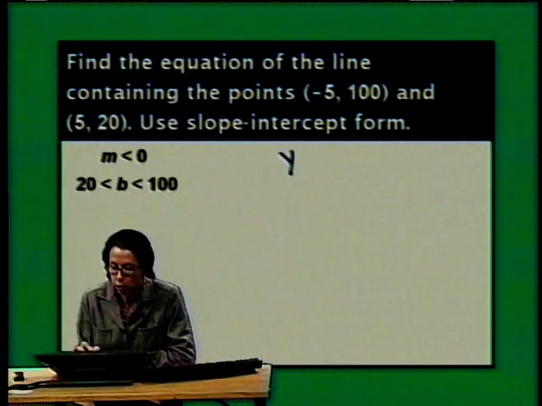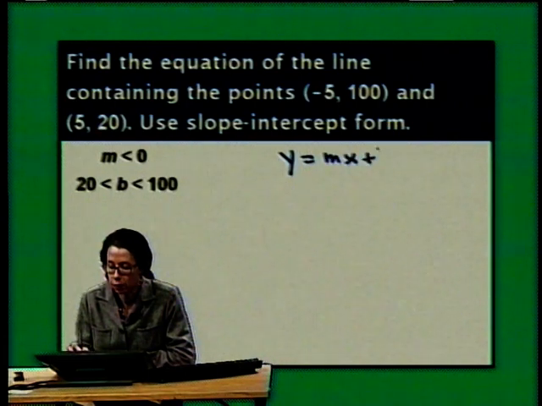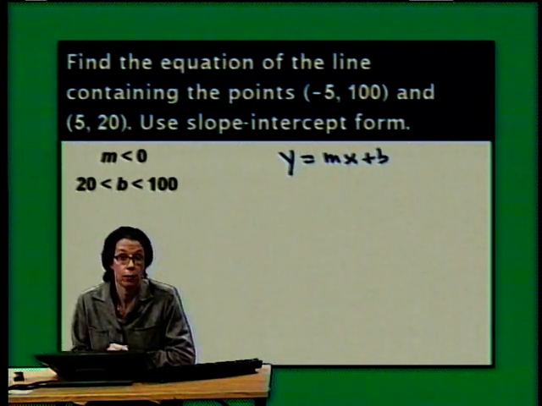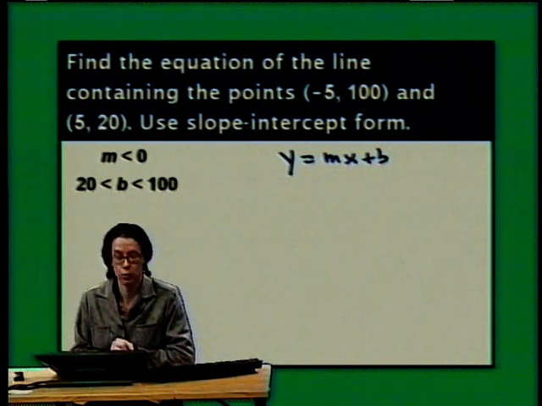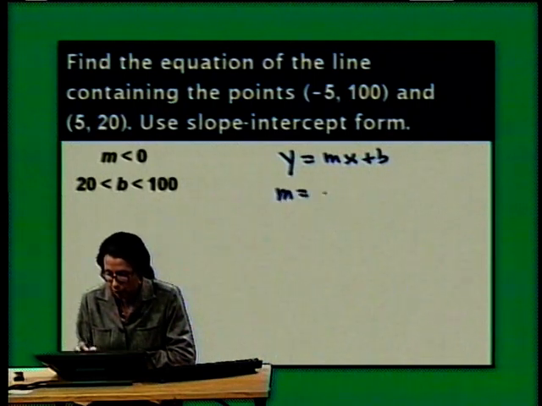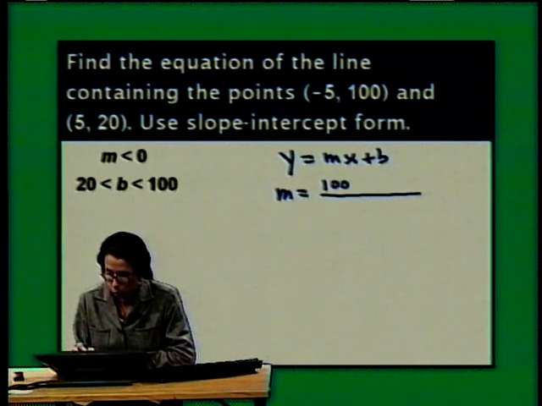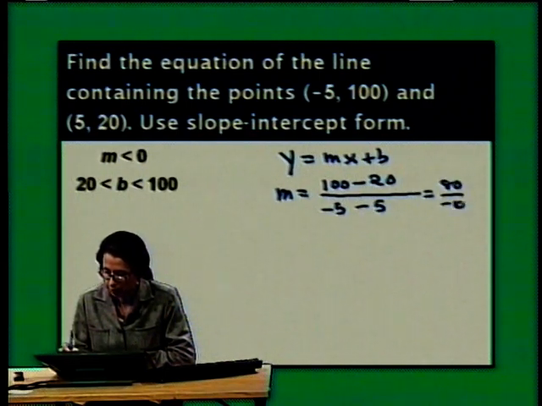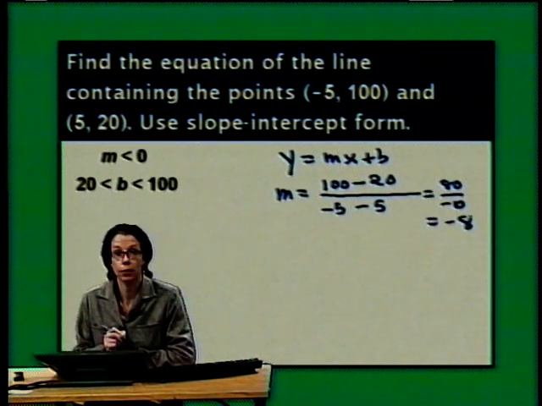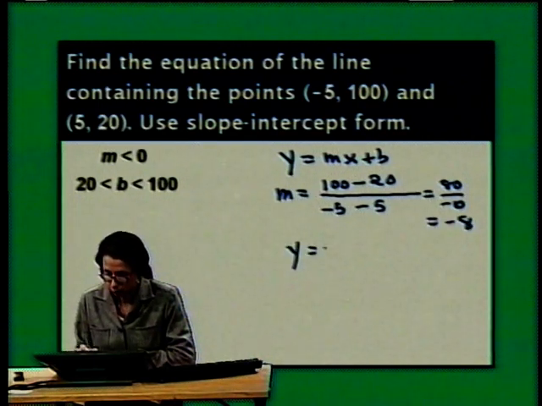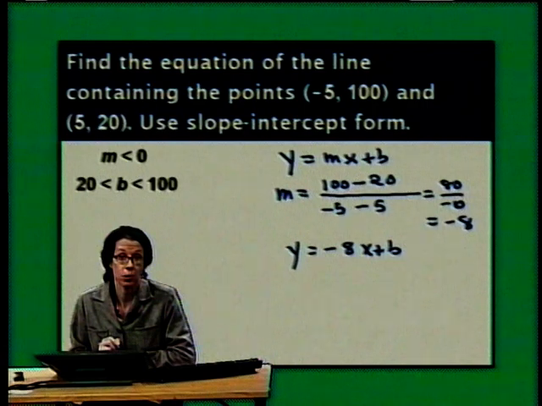I'm going for an equation of the form y equals mx plus b. I need to determine both the value of m, the slope, and the value of b, which is the y-coordinate of the vertical intercept. To calculate the slope, I just use the two ordered pairs I'm given. I'm going to look at the difference in the y values over the difference in the x values. So I have 80 over negative 10, which is negative 8. So I know that y equals negative 8x plus b. The slope was negative, that's what I expected.